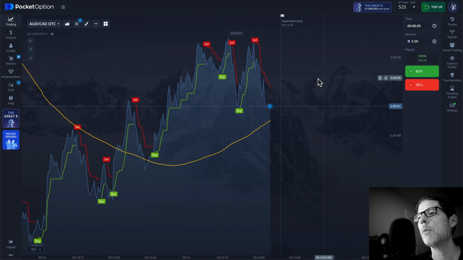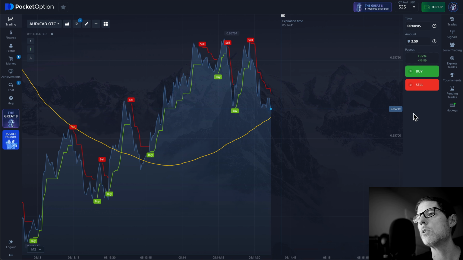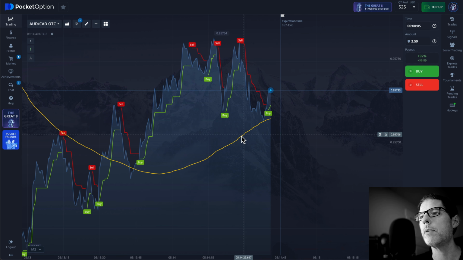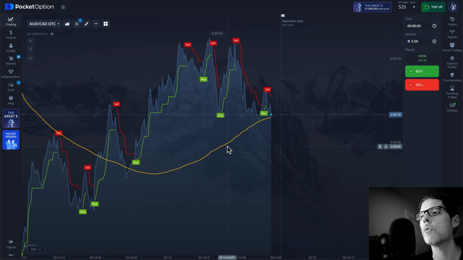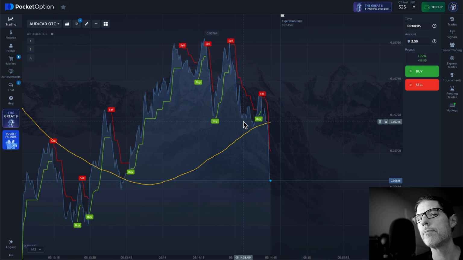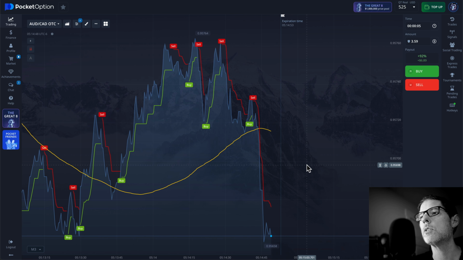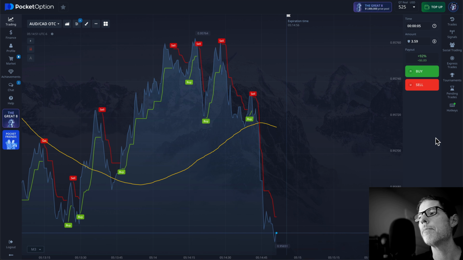So we can just sit here and watch this if you want to. And you can see that this simple moving average is giving you an overall direction of where the price is going. But look at this. It's changed direction here. Okay.